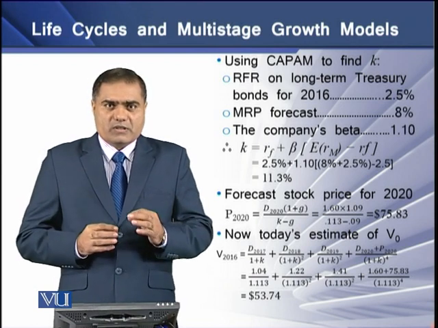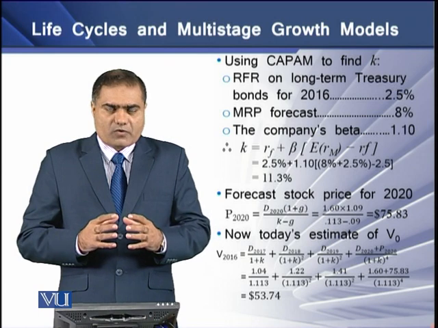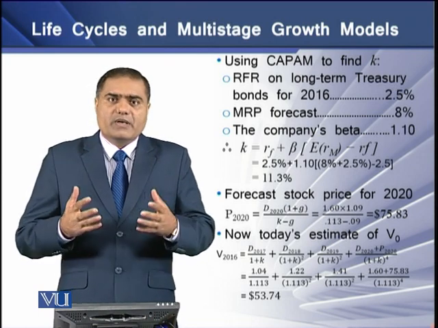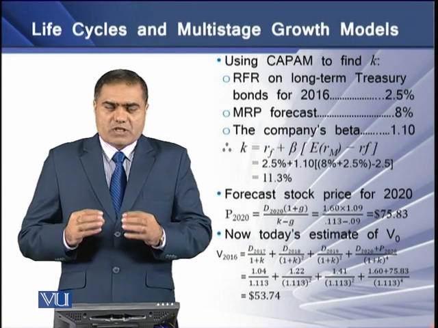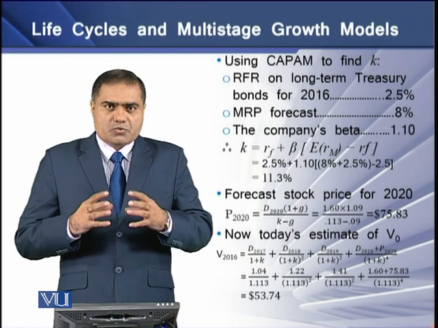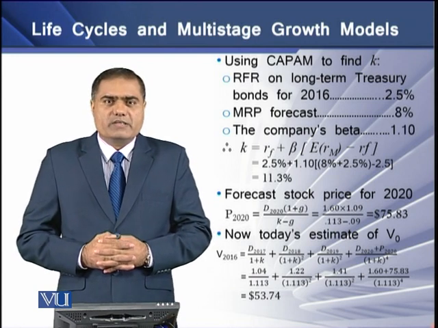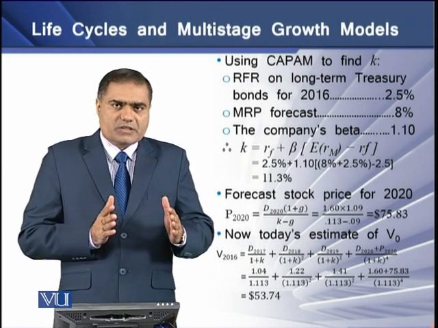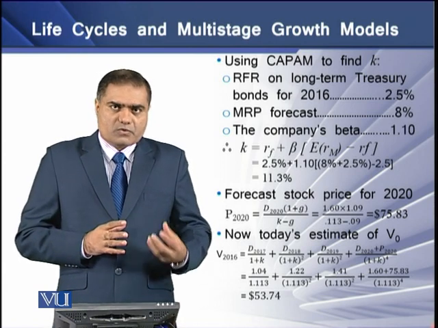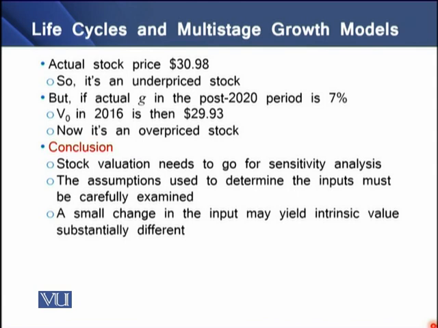Now, we will be using this K value in P2020 to determine the stock price for the year 2020, and that comes to 75.8. Now we have determined the stock price at the end of year 2020. We can use this value in our dividend discount formula to determine the stock price for the year 2016, and that comes to 53.74. So with a little reverse calculation, we have come to year 2016, and the price at this particular time of 2016 we have determined, which is equal to 53.74.